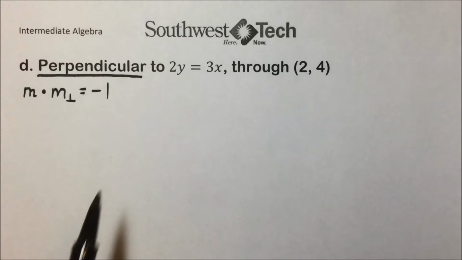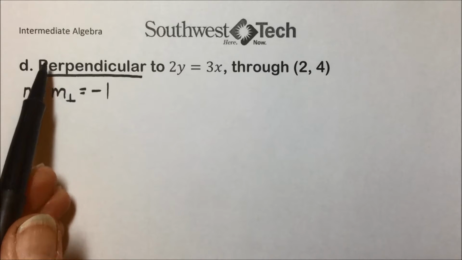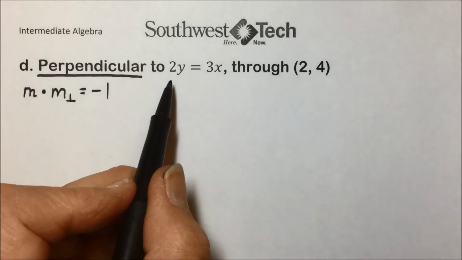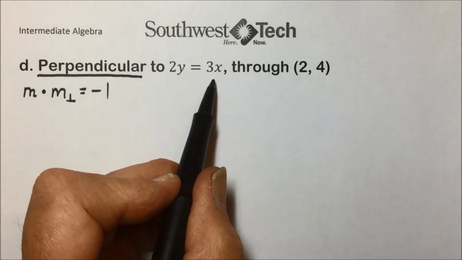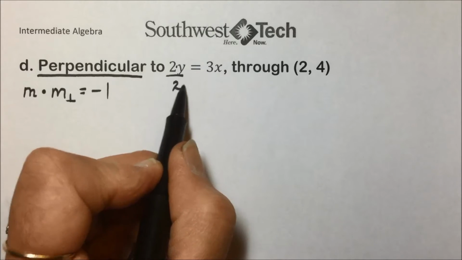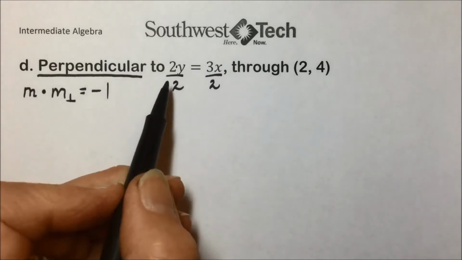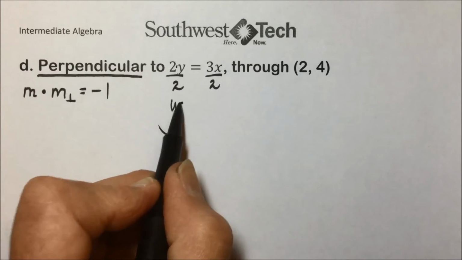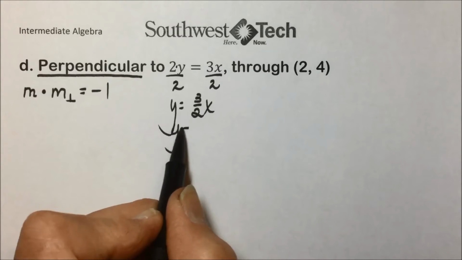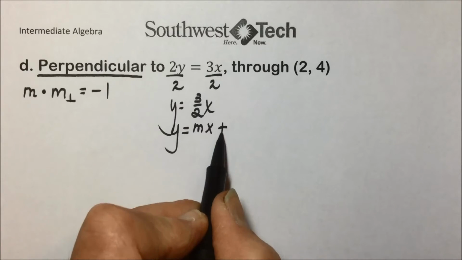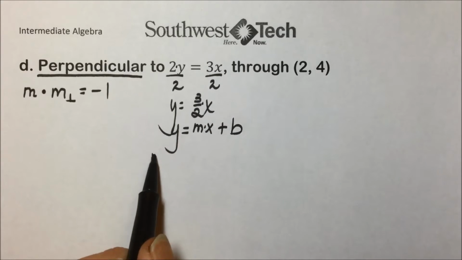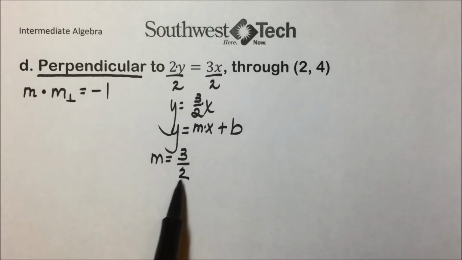So let's first off, before we determine what the slope of the line we're looking for is, we need to know the slope of the line that we're given. This is almost in slope-intercept form. The only thing we need to do is to get y by itself, so we'll divide both sides by 2. Dividing by 2 leaves us with y is equal to 3/2 x. Comparing this to slope-intercept form of a linear equation, the slope of this equation is equal to 3/2.